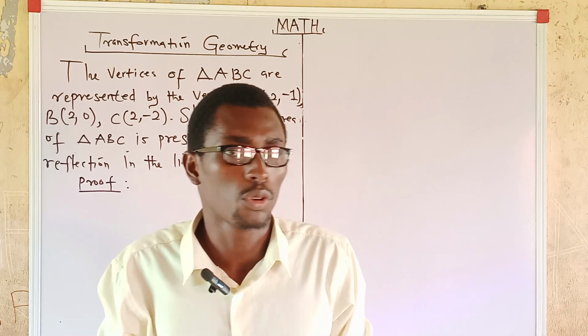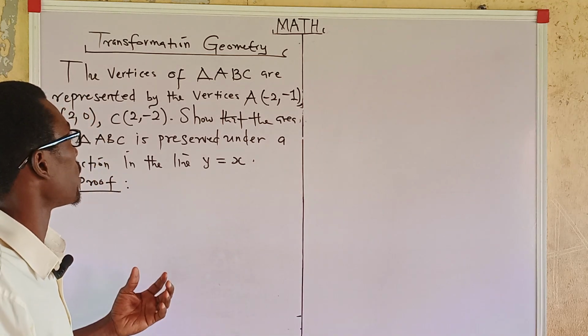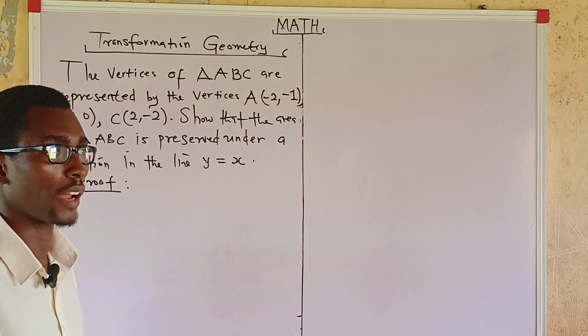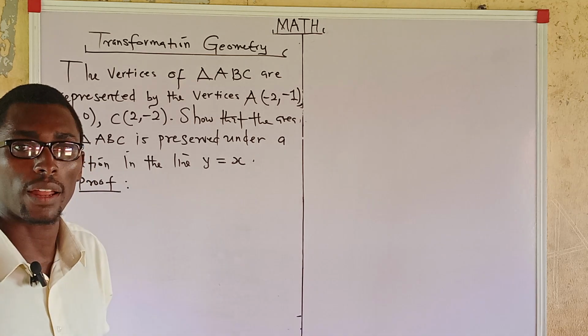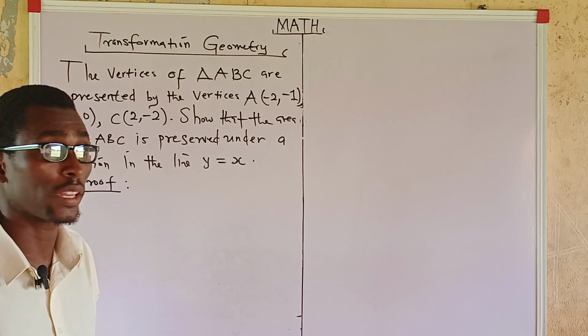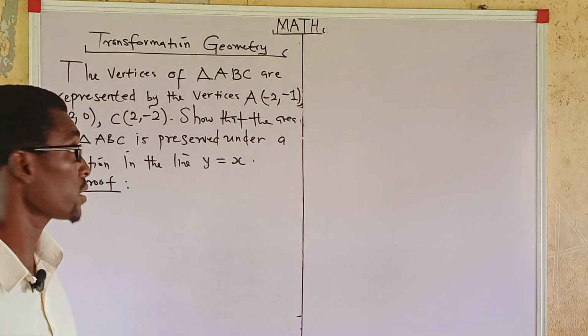Now, it will interest you to know that there are different types of transformation. At the elementary level, we have transformation geometry and other types of transformation. We also have the Laplace transformation and the Fourier transformation. There are so many, but we want to consider the geometrical transformation, all right?